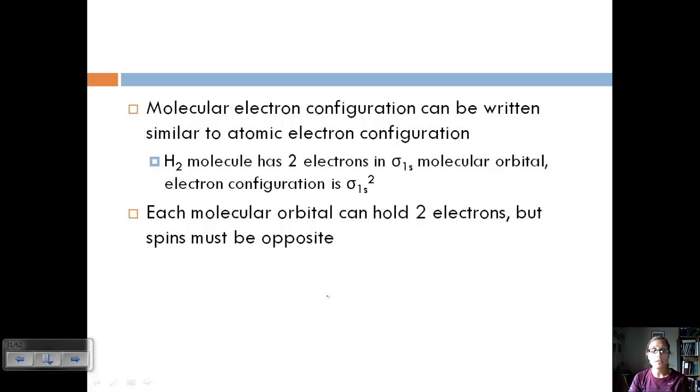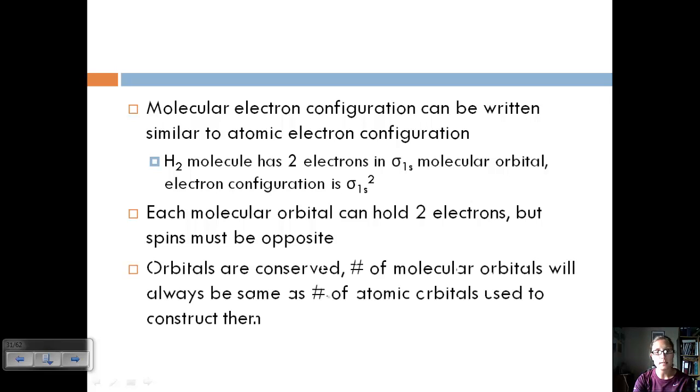Each molecular orbital can hold 2 electrons, just like the atomic orbitals, and the spins have to be opposites. And orbitals are conserved, so the number of molecular orbitals is always going to be the same as the number of atomic orbitals that was used to construct them.